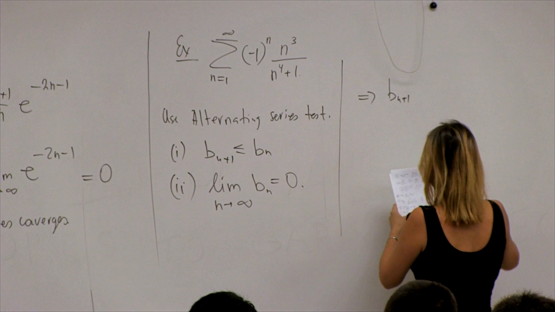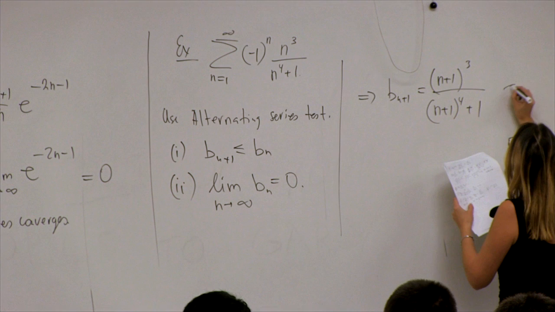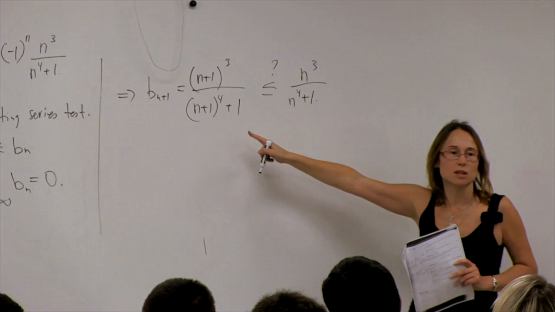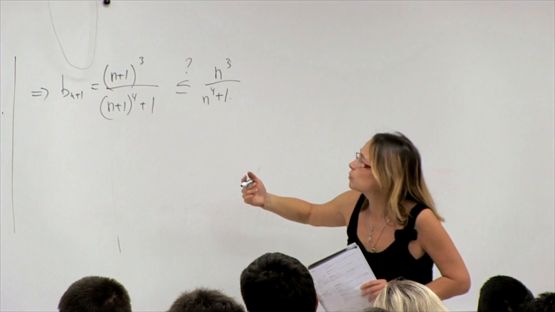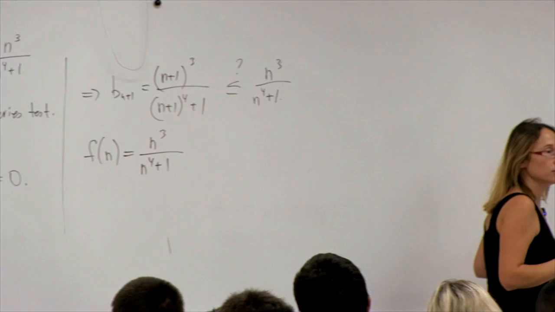(n+1)^3 divided by (n+1)^4 + 1. So I want to know whether it's less than or equal to n^3 over n^4 + 1. This is a little bit difficult to argue just by comparing the terms. What I'm going to do instead is look at the function, which is just this, and see if I can prove that the derivative is negative, then that does the job.